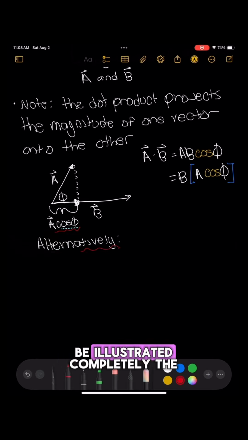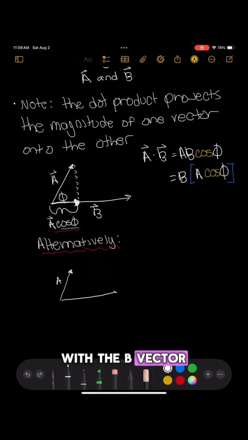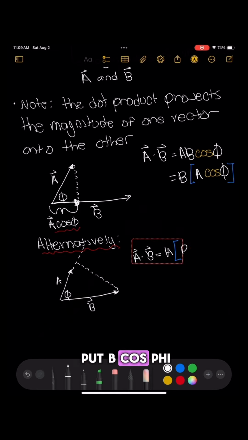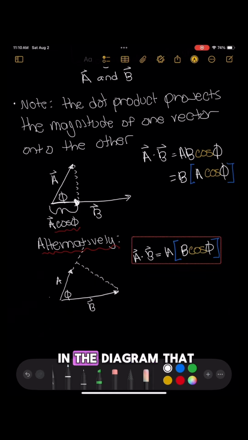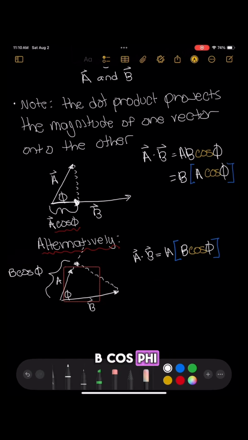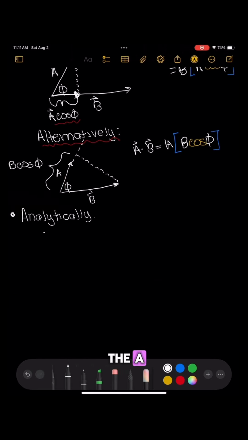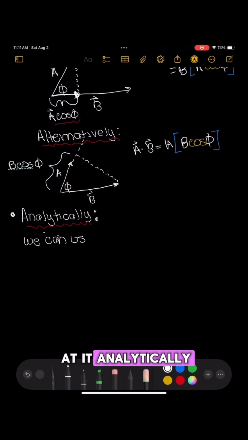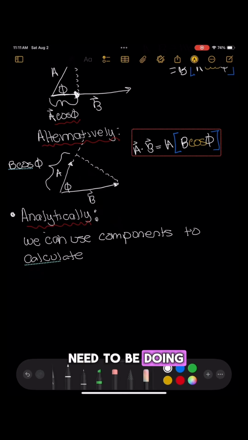And this can also be illustrated completely the opposite way with the b vector projecting onto the a. So we can draw this diagram here, and instead we can put b cos phi into the bracket, and we can see in the diagram that vector right there is b cos phi, and it's just a projection of b onto the a. But the most important thing is to look at it analytically, because that's what we're going to need to be doing more of the time.